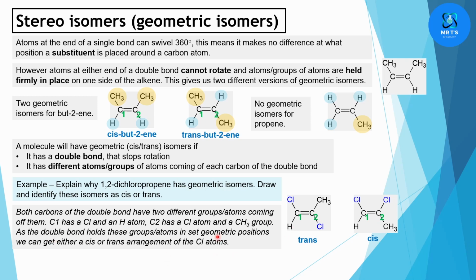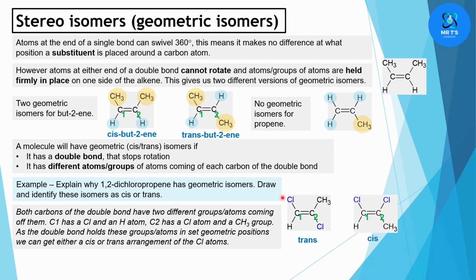As the double bond holds these groups in a set position, we can either get a cis or a trans arrangement as shown. So when I explain this, I actually have to explain in detail. Yes, it has a double bond that holds them firmly in place, but the first carbon has a chlorine and a hydrogen that are different, and the second carbon has a CH3 and a chlorine that are different. So I actually have to expand and explain to whoever's asking me the question how I know it's a geometric isomer.